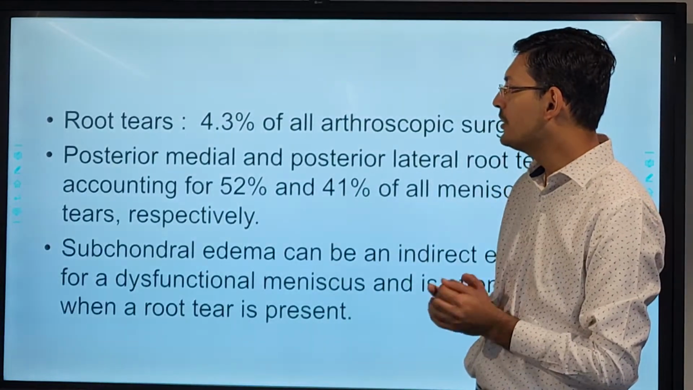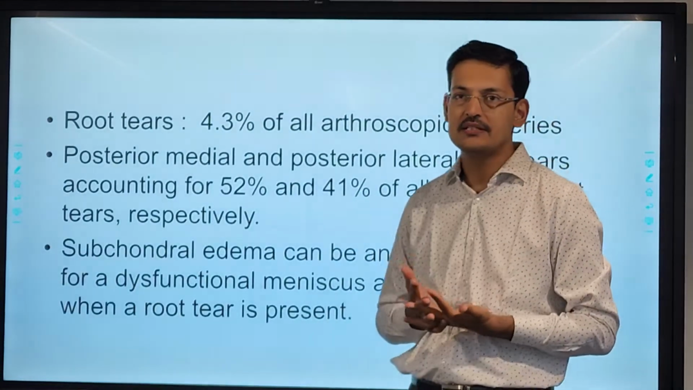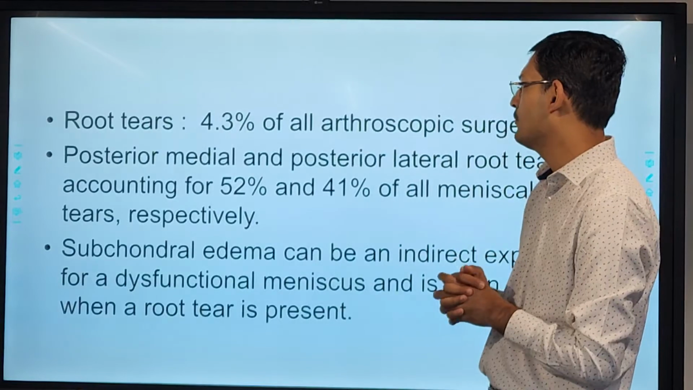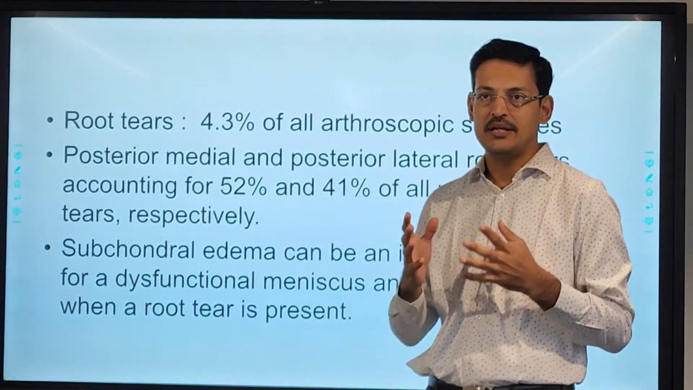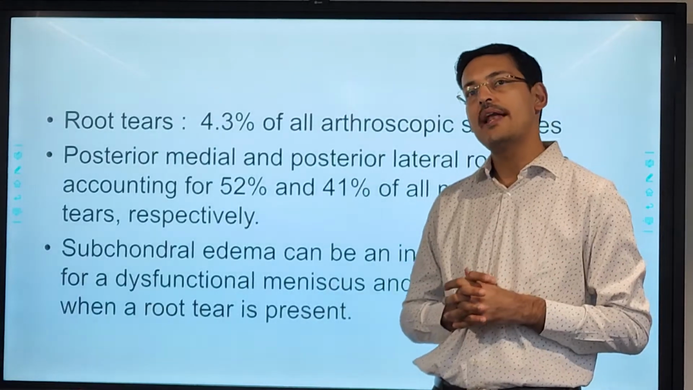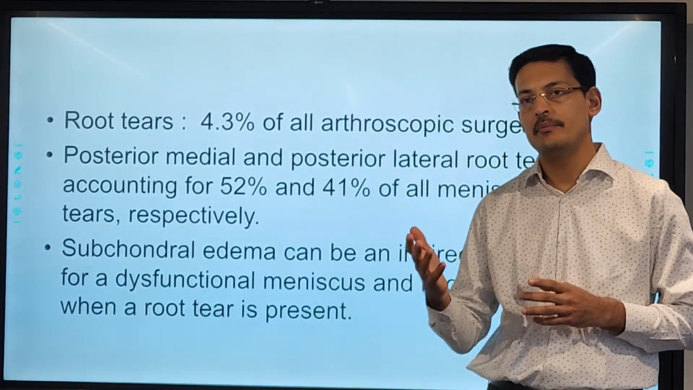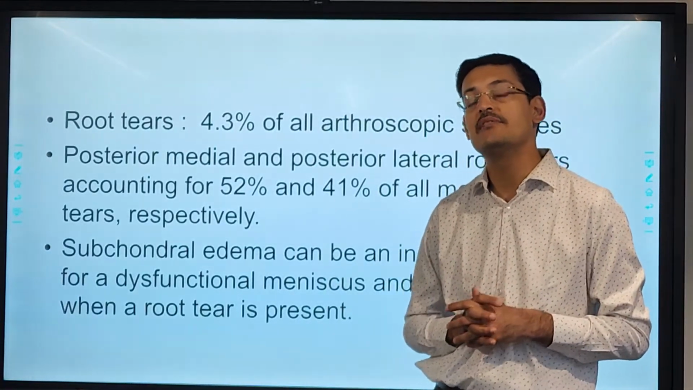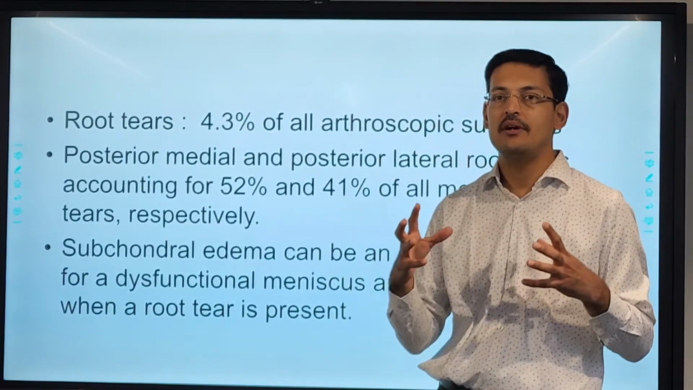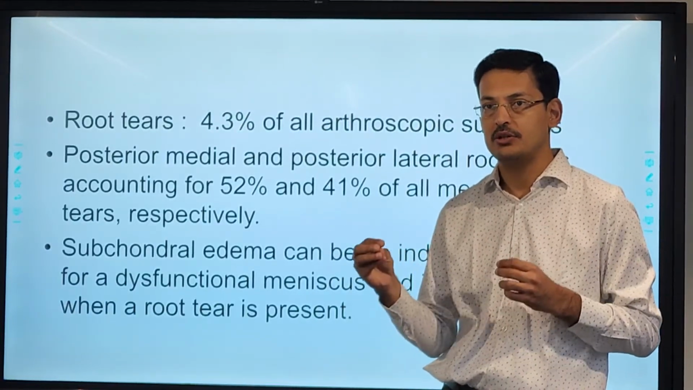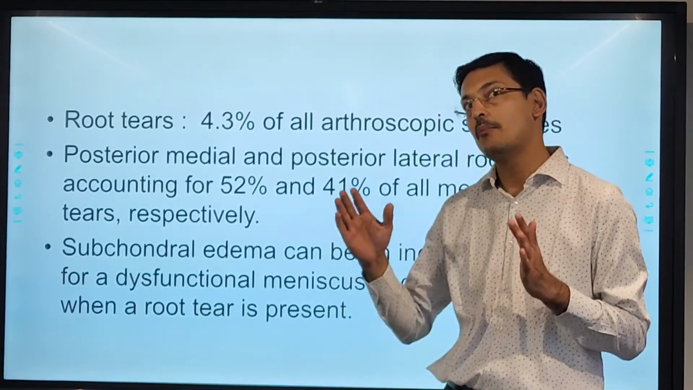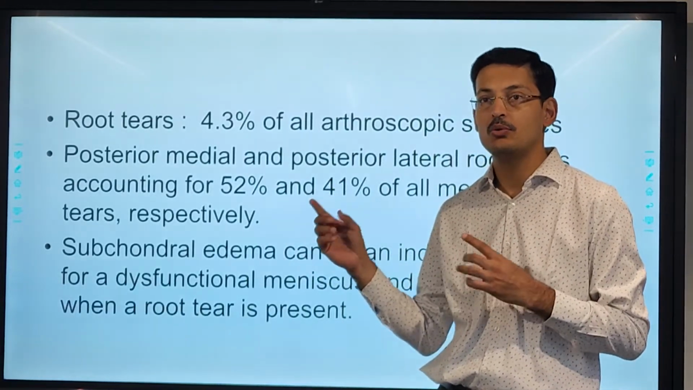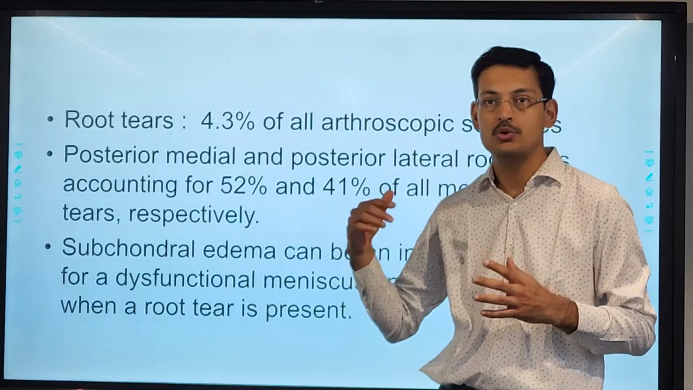Now, root tears is a very common problem. It is seen in about 4.3% of all arthroscopic surgeries. The most common is the posterior medial meniscus root tears. You can have a posterior lateral meniscus root tear also, and that is usually seen with the ligament injuries. So you can have a posterior lateral meniscus root tears, very commonly associated with ACL. Probably today we have one patient who is having this problem, and we'll be going to show you the same thing.